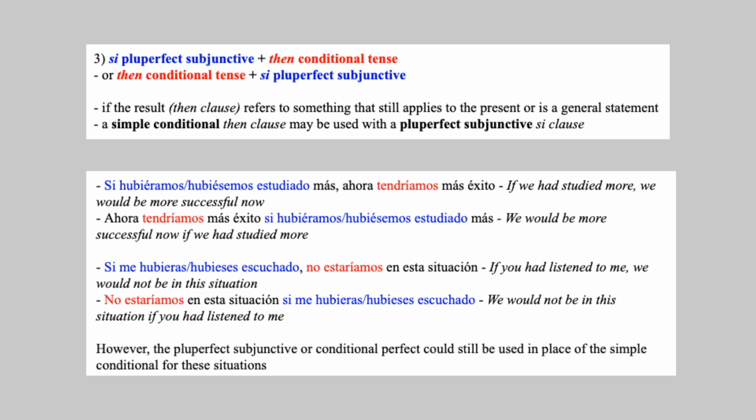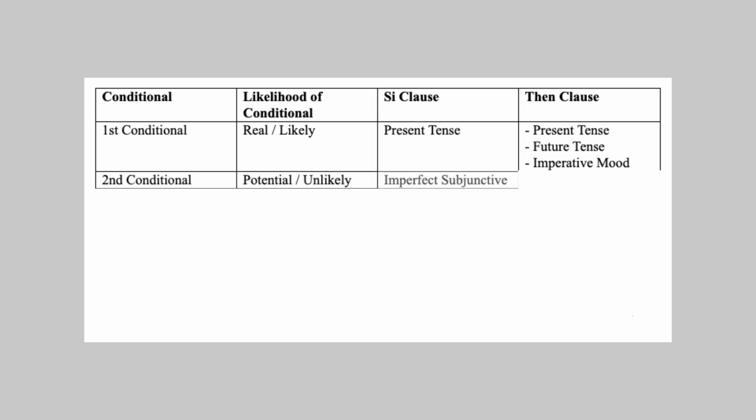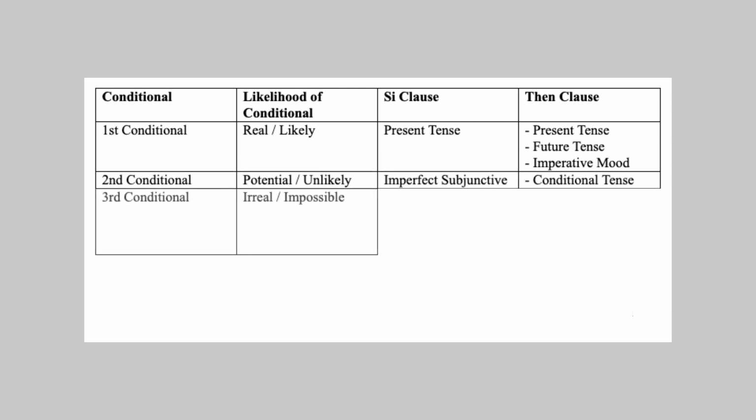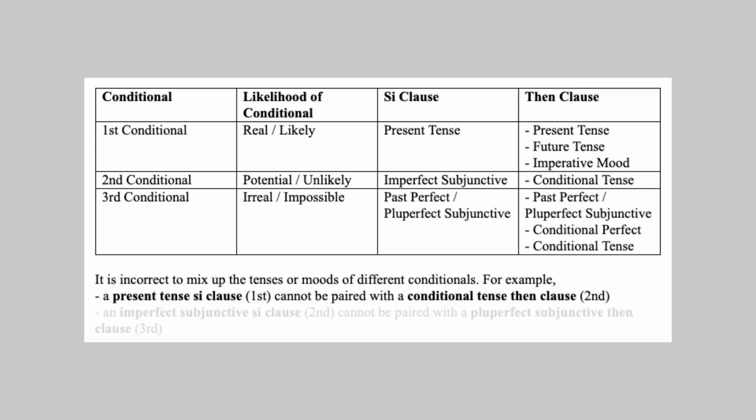And in these situations, you could still use the pluperfect subjunctive or conditional perfect in place of the simple conditional for these examples. This chart summarizes the uses of each of the 3 conditionals as well as their clause construction. And keep in mind that you cannot mix up the tenses or moods of different conditionals together. So that is a more detailed summary of if clauses and conditional sentence construction.